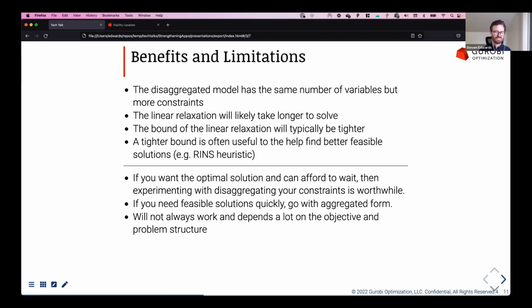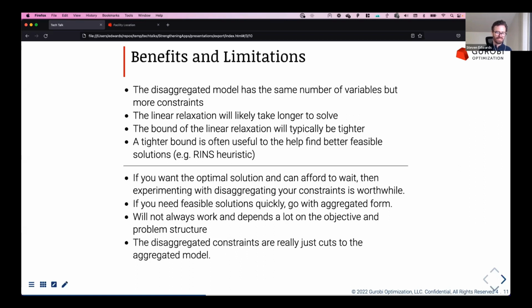Disaggregating all of your constraints doesn't always work, depending on the objective and a lot of the other problem structure. And by work, I mean perform, where you get a much stronger bound. Sometimes you can just add a lot more constraints and it actually slows down the node throughput in your branch and bound logs.